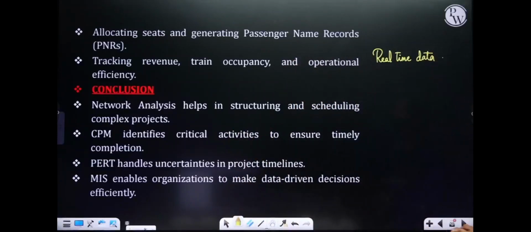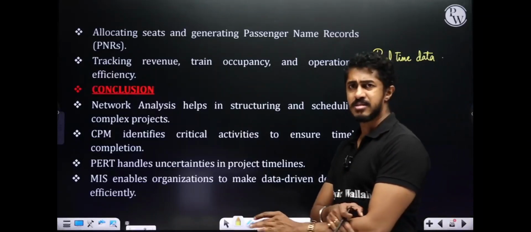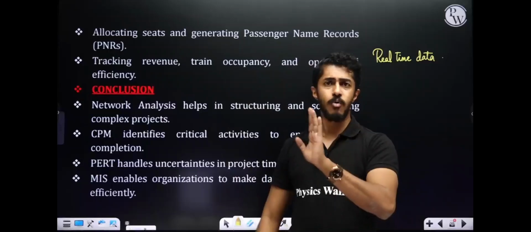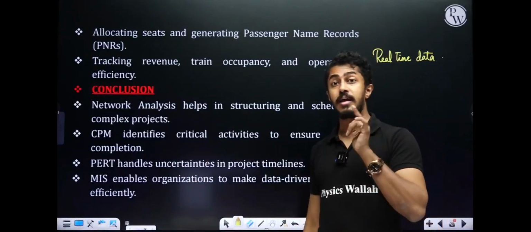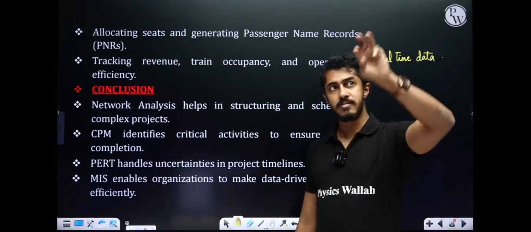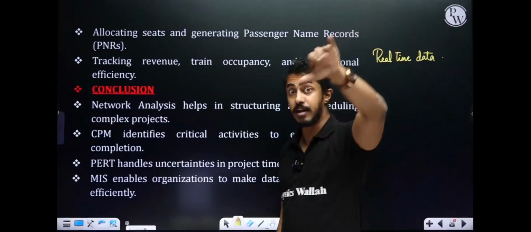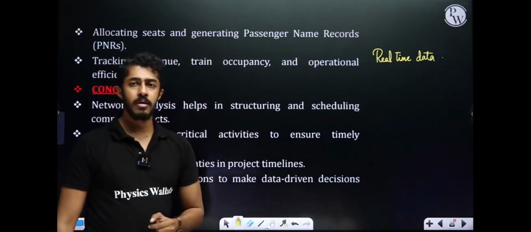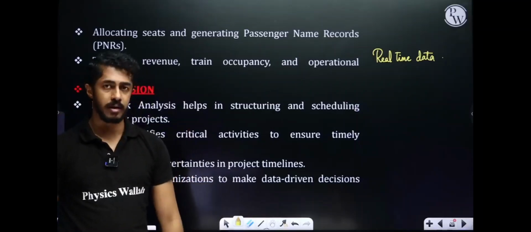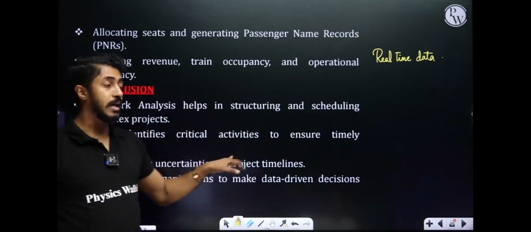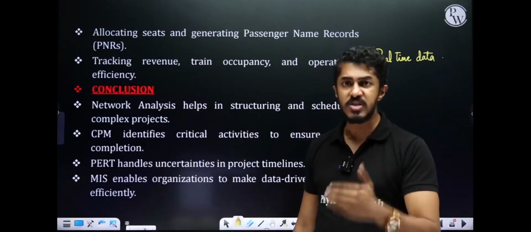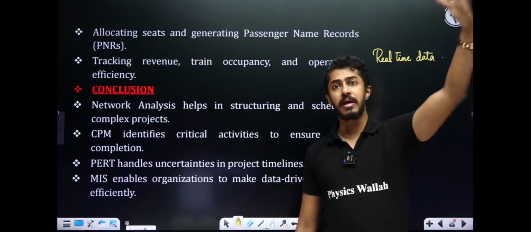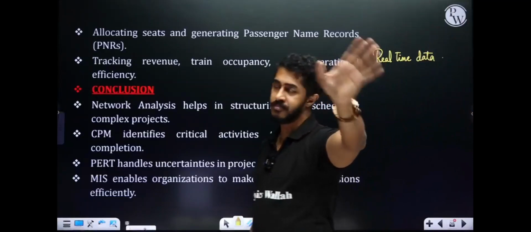Clear? Conclusion: network analysis helps in structuring and scheduling complex projects. You can structure and schedule. Okay, by this much time, hopefully this will get over. CPM identifies critical activities to ensure timely completion. That means it will clearly tell us where there is a possibility for time delay. It will show, so you can take preventive actions accordingly. PERT handles uncertainties in project timelines, especially with space missions, defense missions, or missions where we are dependent on other players, external players, foreign players.